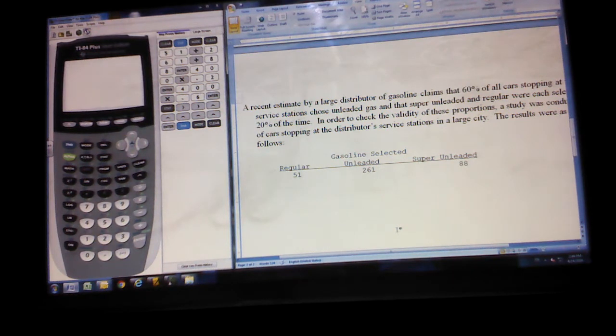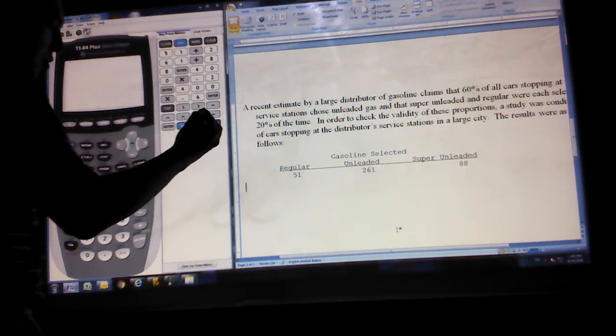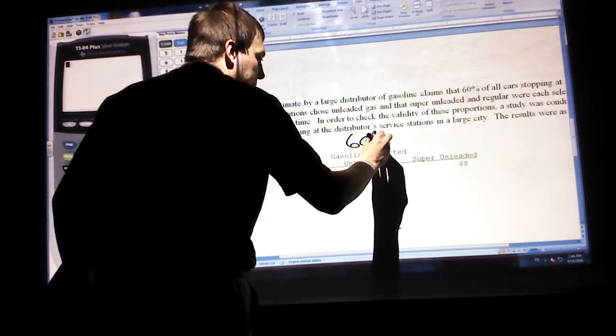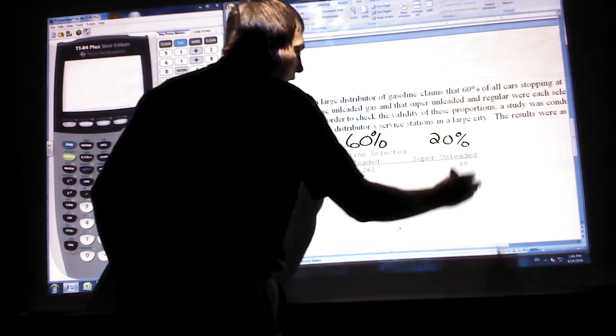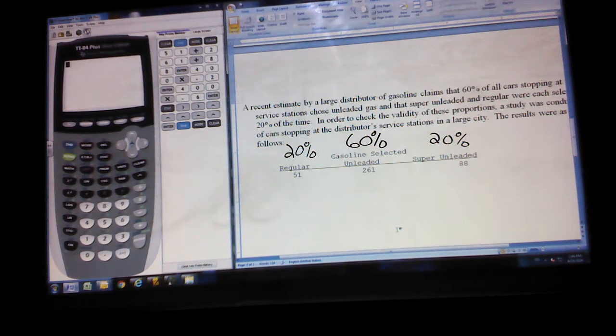So I got numbers up here that a large distributor of gasoline claims that 60% of cars use unleaded, and 20% use regular, and 20% use super unleaded. So this one is not every category is the same, but a certain percentage. And then they collected some data, we'll assume randomly, and they got 400 cars, I believe, and 51 were regular, 261 were unleaded, and 88 were super unleaded. So, here we go.